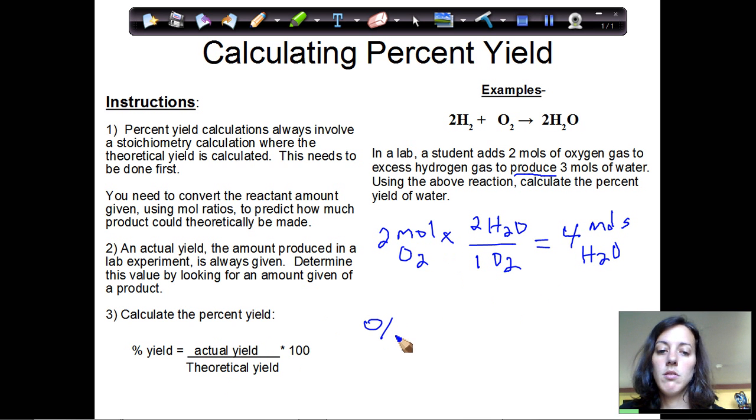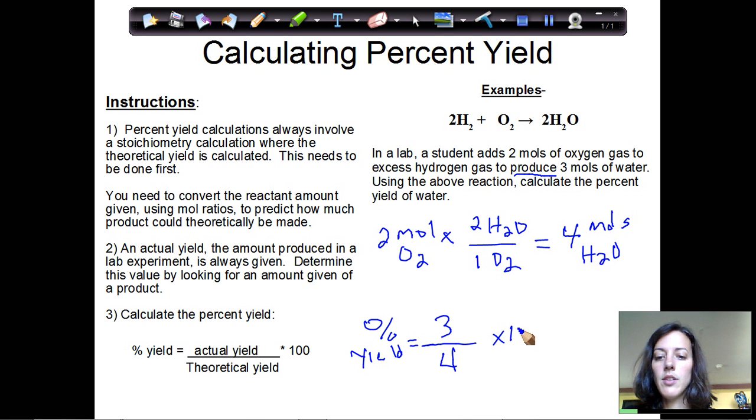So percent yield, actual yield, we actually made 3 moles over 4 moles. That's what should have been made in an ideal world. And we are going to multiply that by 100 to get our percent. 3 divided by 4 is 0.75 times 100 gives us a percent yield of 75%. So that's how you calculate percent yield.